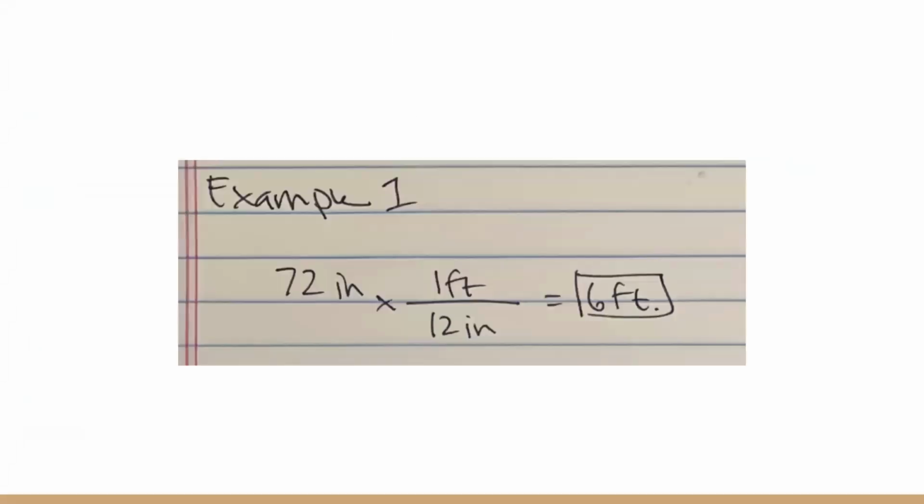So here it is written nicely. Like I said, you start with the measurement that you're changing the unit for. So 72 inches. We want to change it to feet. So we want feet in our numerator here. 72 inches times 1 foot over 12 inches, since it's 12 inches per foot. This is our conversion factor, equals 6 feet.